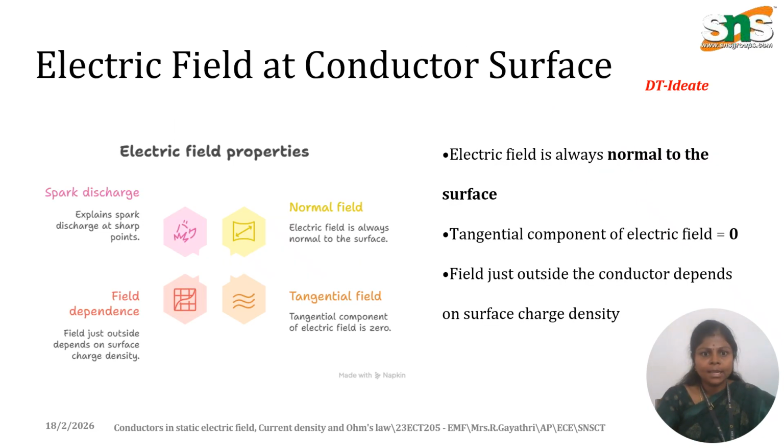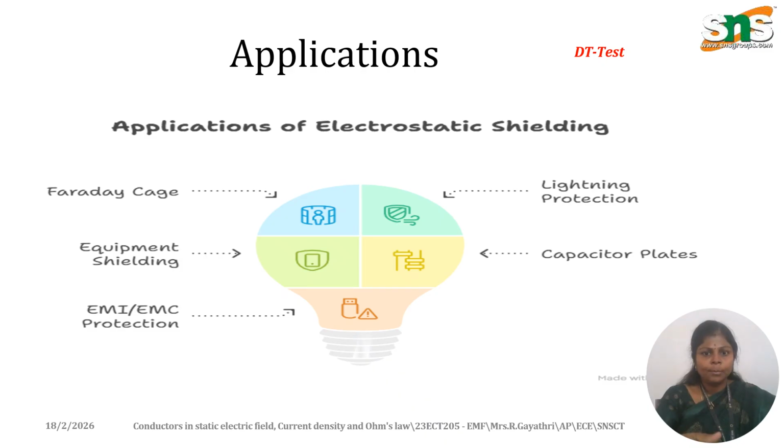Coming to the electromagnetic field properties, the electric field is always normal to the surface. With the tangential and normal components, the tangential component will be 0, and the field outside the conductor depends upon the surface charge density. Coming to the applications of electrostatic shielding, it is used for Faraday caging, equipment shielding, EMI and EMC protection, lightning protection, and capacitor plates.